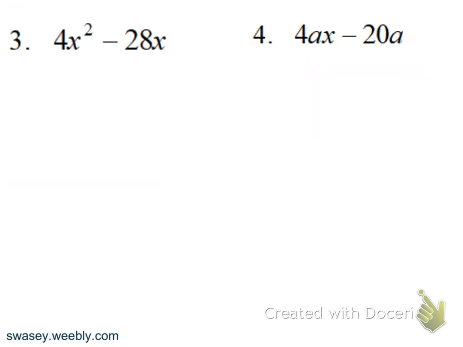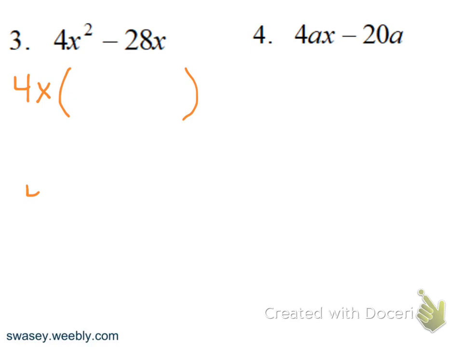Greatest common factor of 4 and 28 is 4. And then we see this x in each term. We take the lower exponent. So 4x to the first power is our greatest common factor.